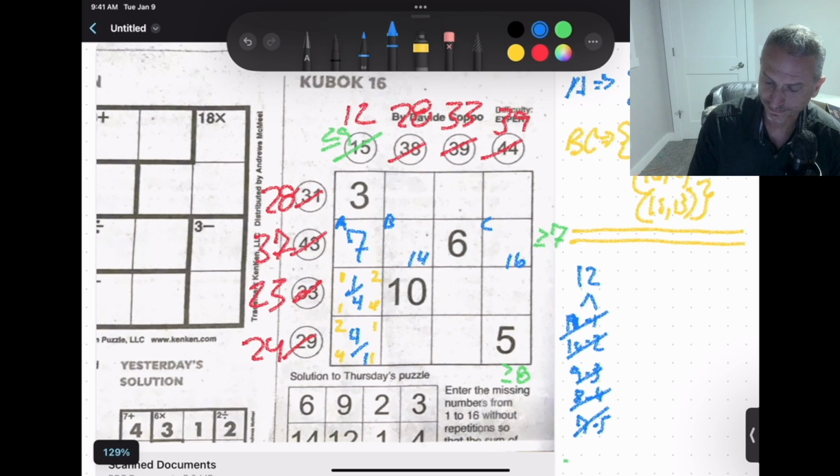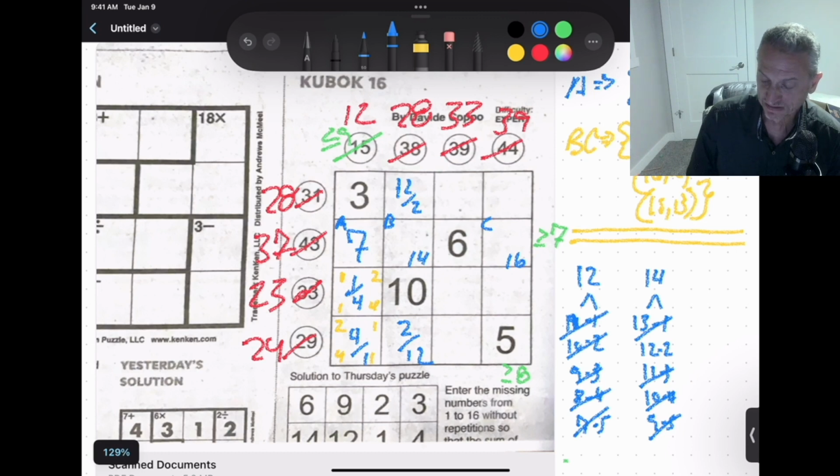Okay. What if it's 14? If it's 14, then there's 14 remaining. 13, 1, I don't have. 12, 2, I do have. 11, 3, I don't have. 10, 4, I don't have. 9, 5, I don't have. I have a 12, 2 possibility with 14. 12, 2, 2, 12.